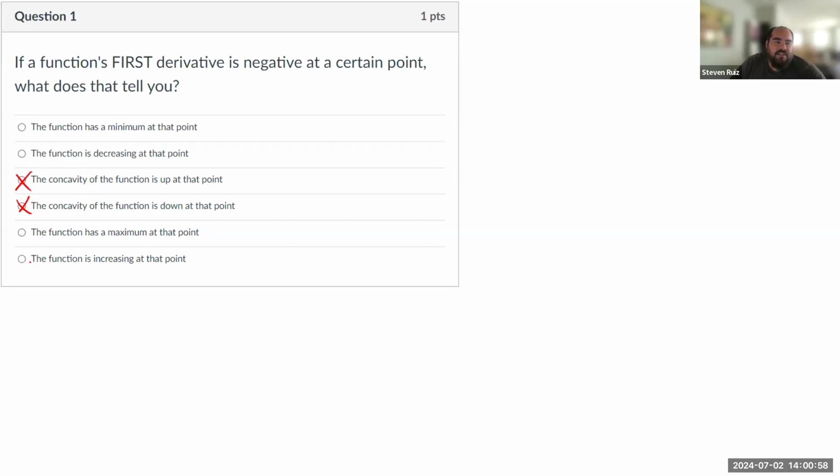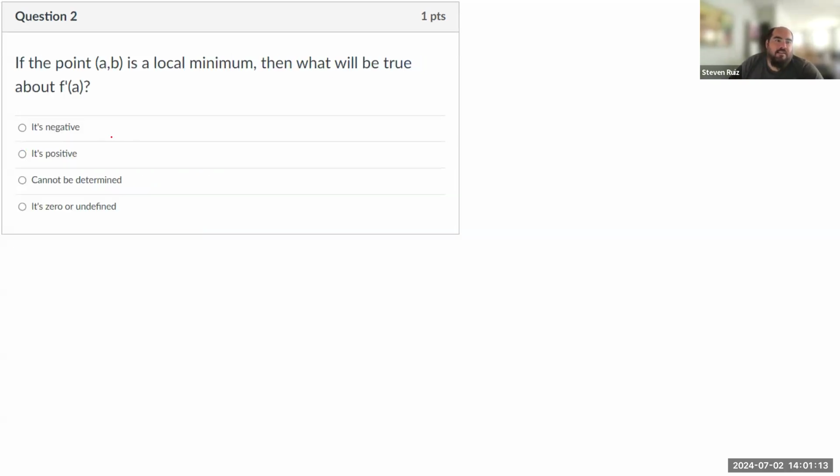The function is increasing. That is not the truth, because if a function is increasing, that means its derivative is positive. If the derivative is negative, the only one that makes sense is the function is decreasing. All right, next. A is a local minimum. What is true about f prime of A?